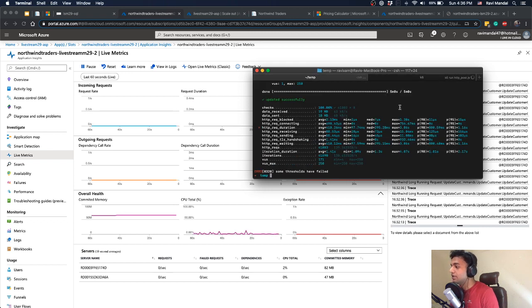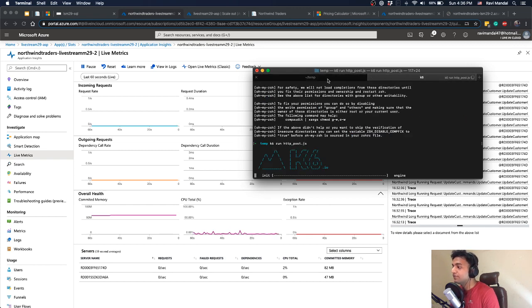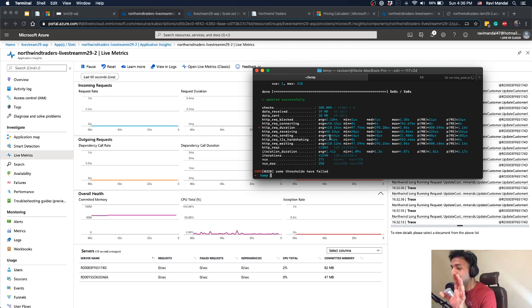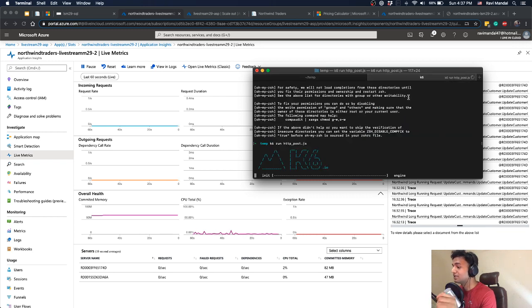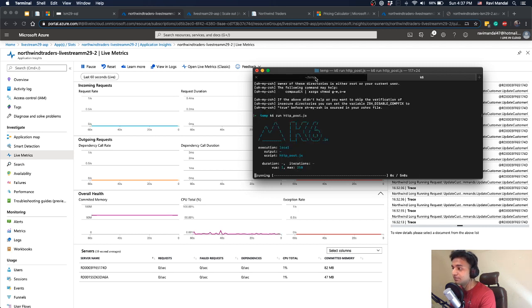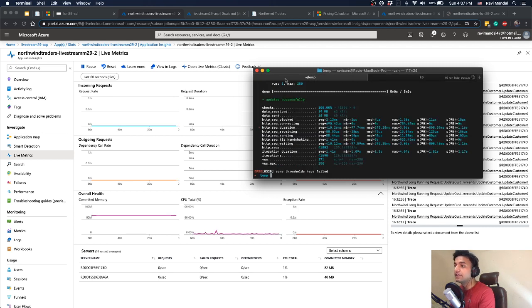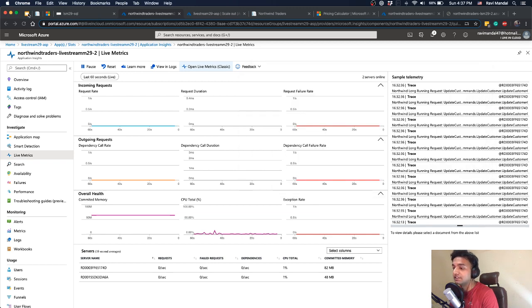I can just run it in a new tab and see what metrics we get. Before, the application was running on only one instance. Now it is running on two different instances, so we will be able to see some performance improvement as well. While it runs, let's move to the other agenda.